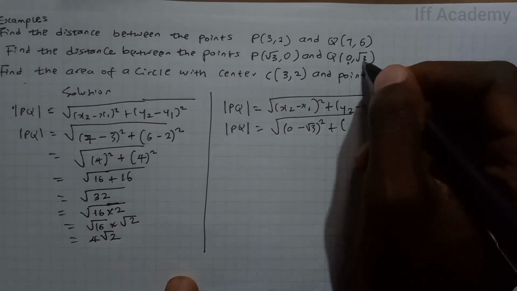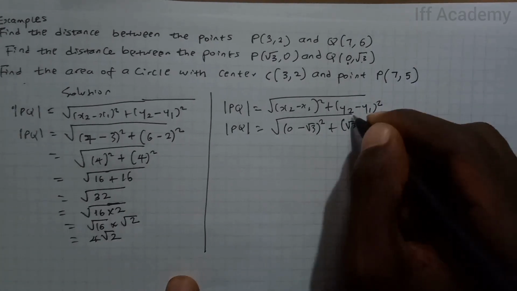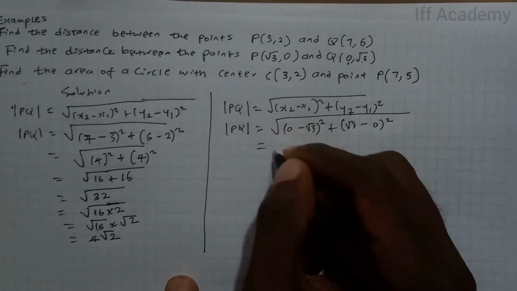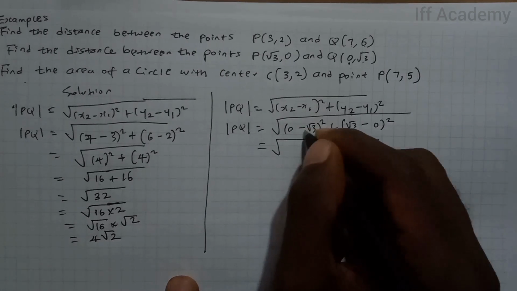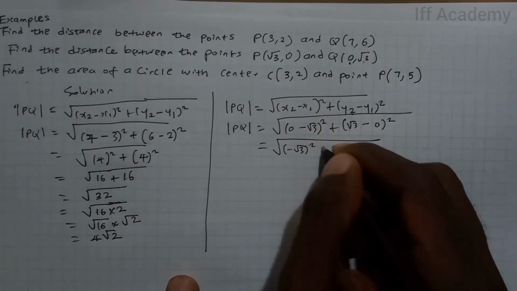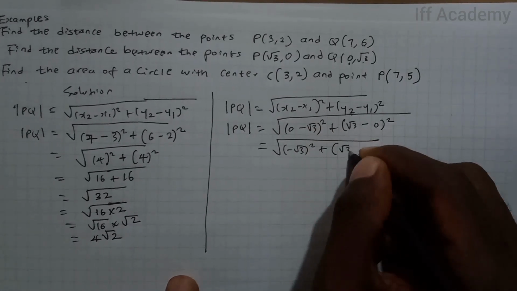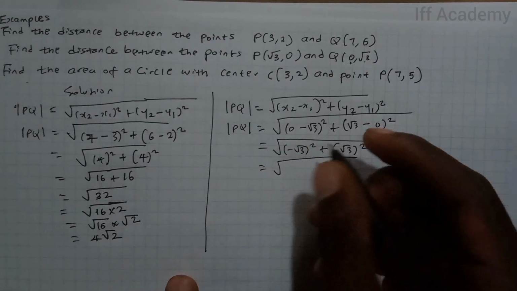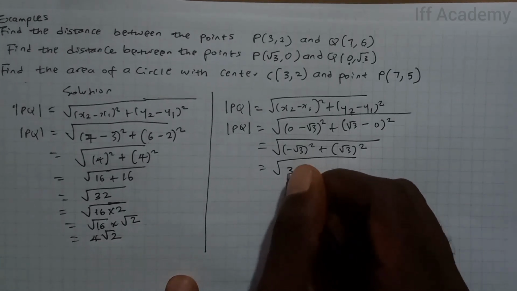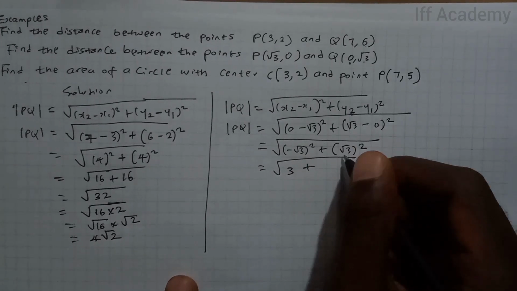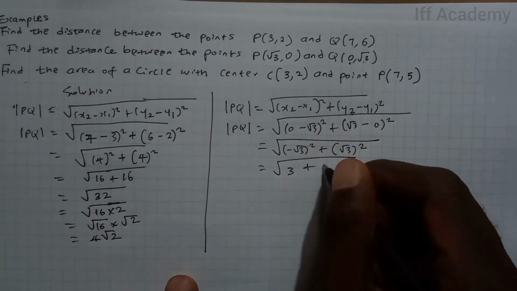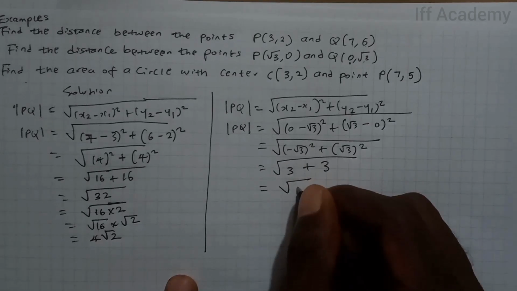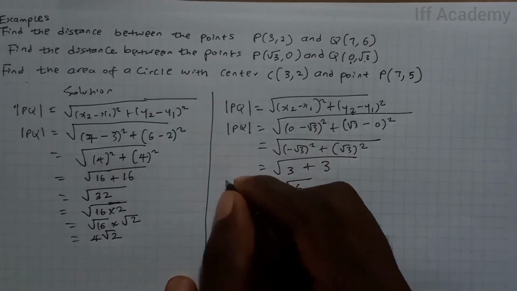And y2 is root 3 minus y1 is 0, all squared. So from here, we have 0 minus root 3, that's minus root 3 all squared, plus root 3 minus 0, which is root 3 squared. So minus root 3 squared is what? 3. And root 3 squared is what? 3. So 3 plus 3 is 6. So we have root 6 as our answer.